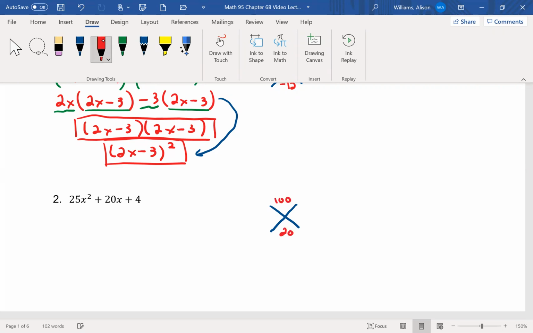So two numbers that multiply to be 100 but add to be 20. That's 10 and 10. So again, same number twice. So I'm already knowing that this is going to factor out into a perfect square. Okay, so that's going to be 10x plus 10x plus 4. All right. Let's factor by grouping.